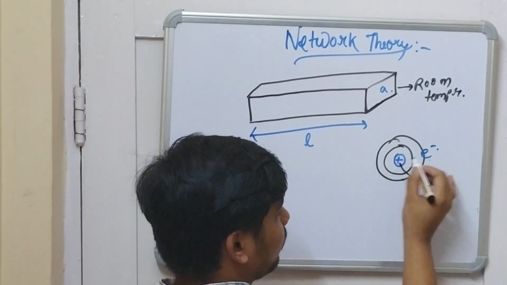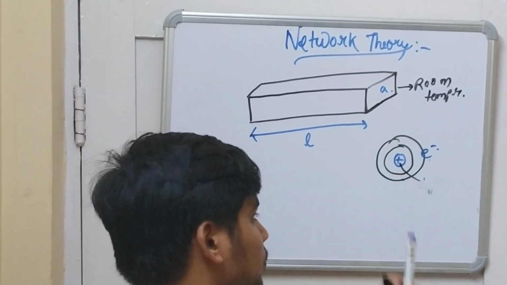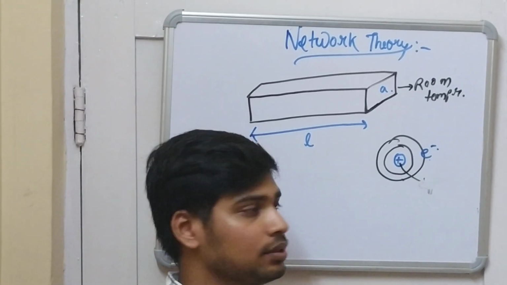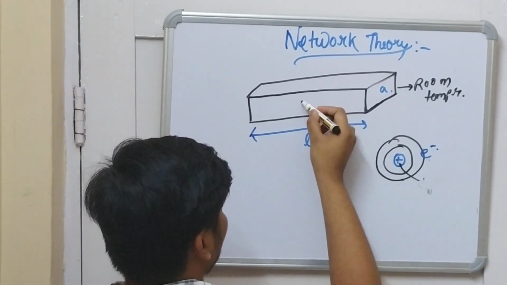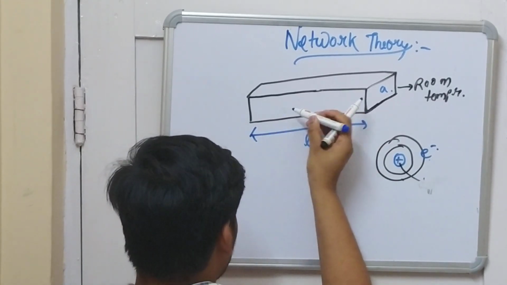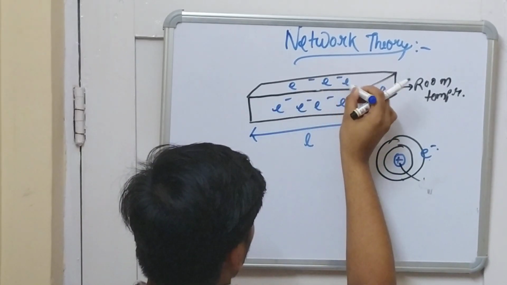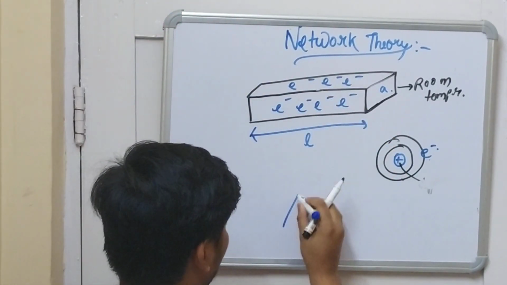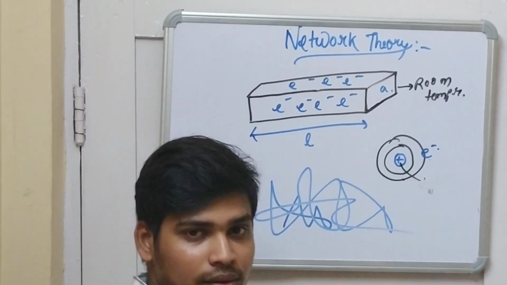As this electron and the nucleus are loosely connected, the force between the nucleus and the electron is very less. As soon as it comes in contact with the room temperature, this electron will get some energy and will become a free electron. It will start moving in random motion, suppose like this. Any zigzag path you can consider. The electron will keep on moving.